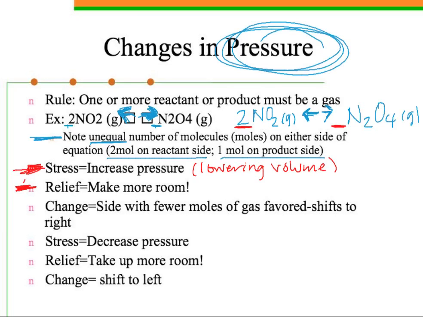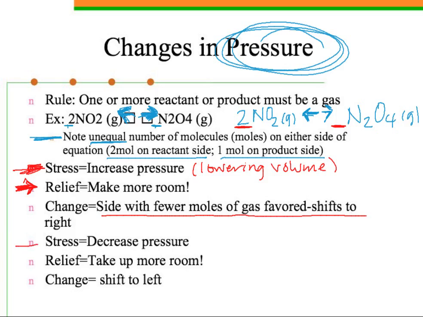And what makes more room? What takes up more space? 2 molecules or 1 molecule? Well, 1 molecule does. So the side with fewer moles of gas will be favored. It'll shift to the right in this case because on the right side we have only 1 mole of gas.